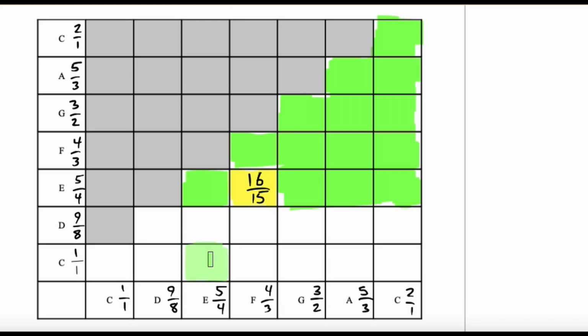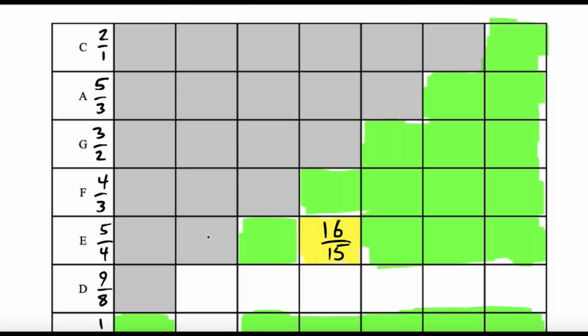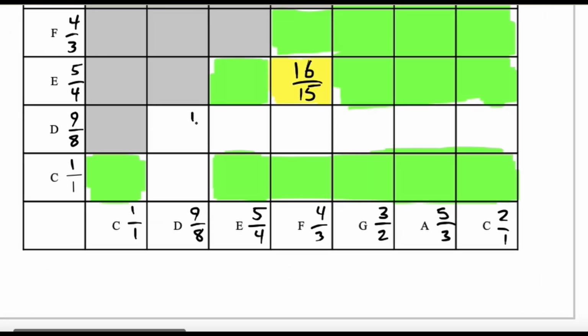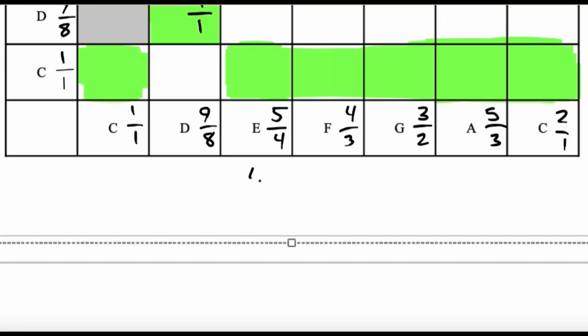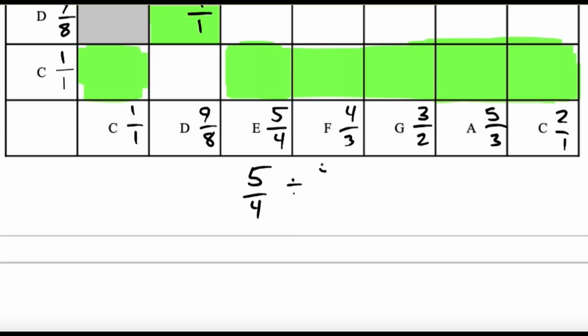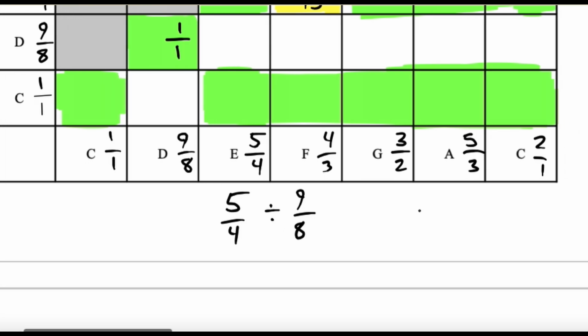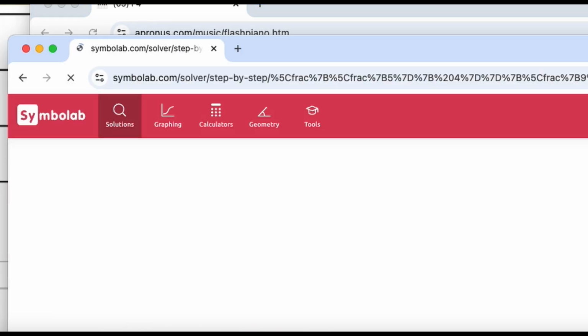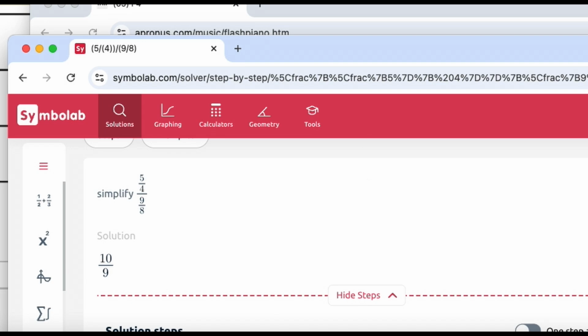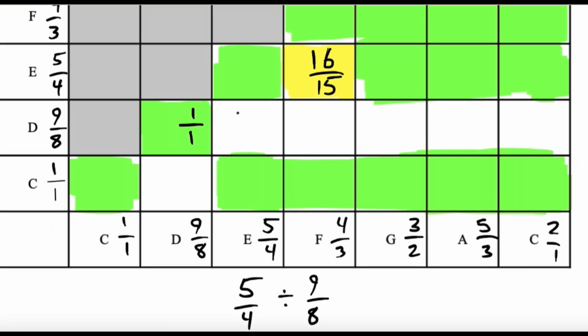The question is, what's going to happen with the D row and the D column? Will it create good ratios with the other notes or some questionable ones? When you divide D by himself, that's just 1/1, so that's fine. But now let's try dividing the other notes by D. Let's try dividing E by D. What would we get when we divide 5/4 by 9/8? Let's check Symbolab. It comes out to 10/9, so not so bad so far.